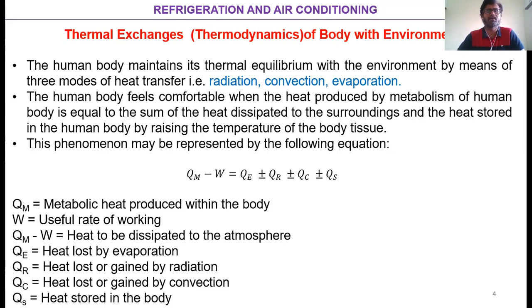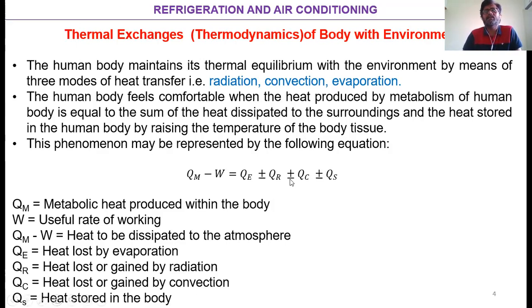QR is the heat which is lost or gained by radiation, isn't it? QC is the heat which is lost or gained by the convection mode of heat transfer, and QS is the heat which is stored in the body. Due to this heat stored in the body, the human body temperature remains nearly constant, at about 36.5 to 37 degrees Celsius, or 97.5 to 98 degrees Fahrenheit.